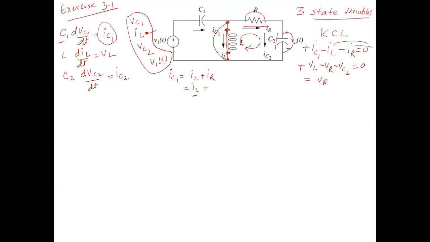So can I write this guy as, what is your VR? This implies VR equals, see, I have IR here, right? So that's why I use Ohm's law. VR equals VL minus VC2. Then IR, right? Let's use Ohm's law now. So can I write this IR as VR over R? Ohm's law. How about VR? VR is this guy here, so VL minus VC2. That's my thing.